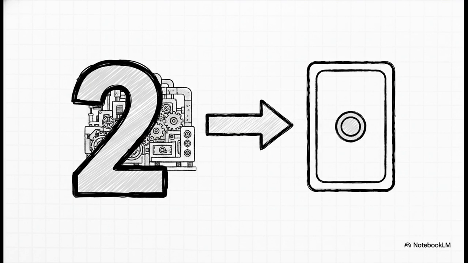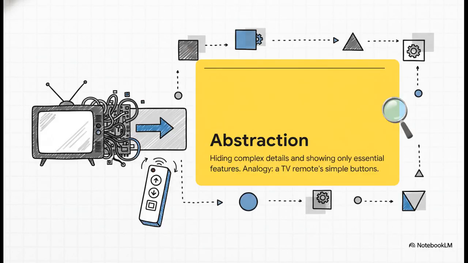Okay, pillar number 2. This one kind of builds on that idea of hiding things. It's called abstraction. Abstraction is one of my favorites because it's all about making things simple. The whole idea is to hide all the complicated, messy stuff that's going on under the hood and just show the essential controls.